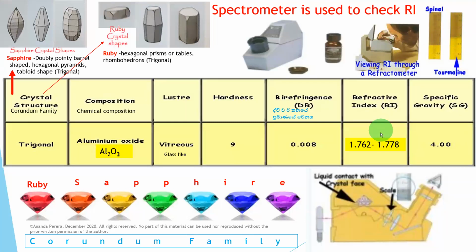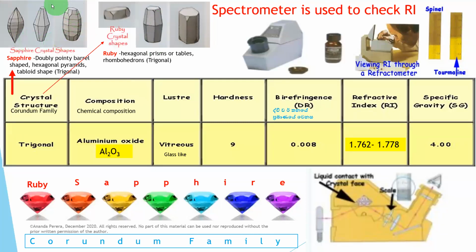So refractive index is measured here. 1.762 up to 1.778. This is the range for the sapphire. Right. Shall we come to here?